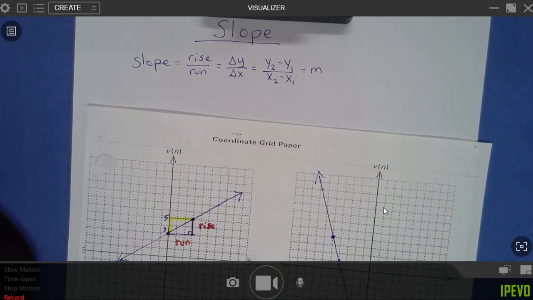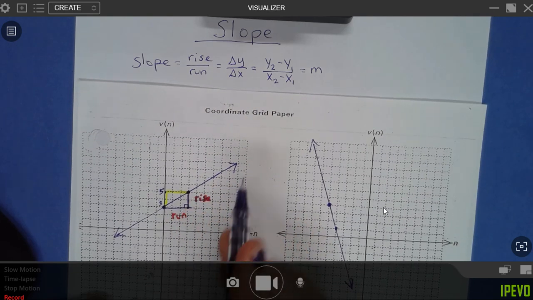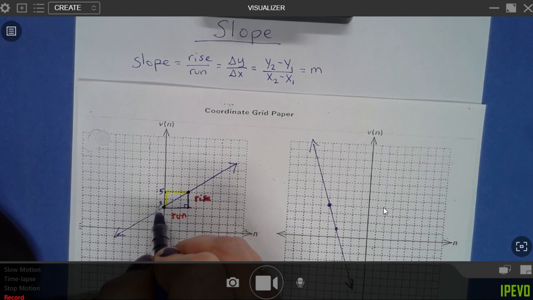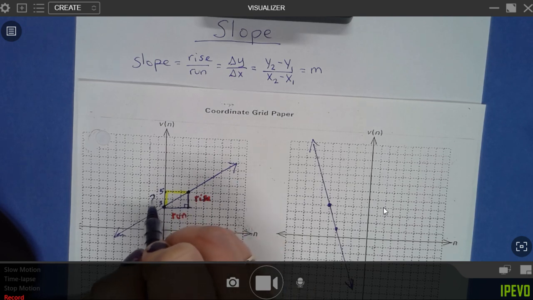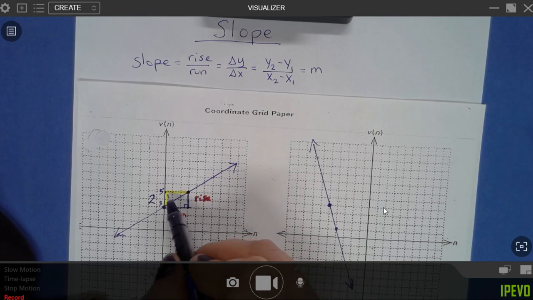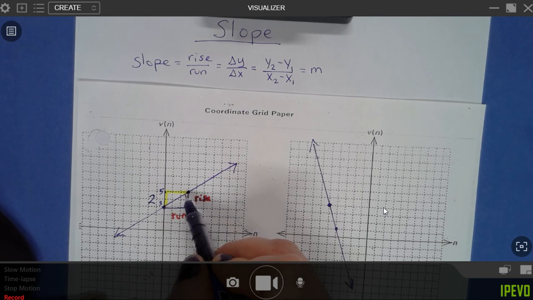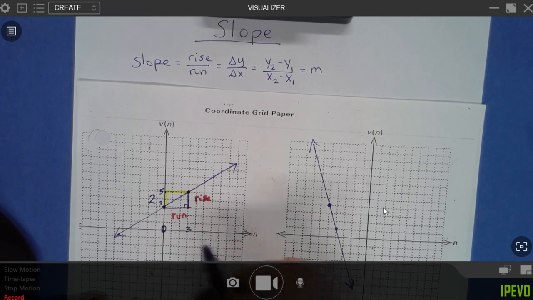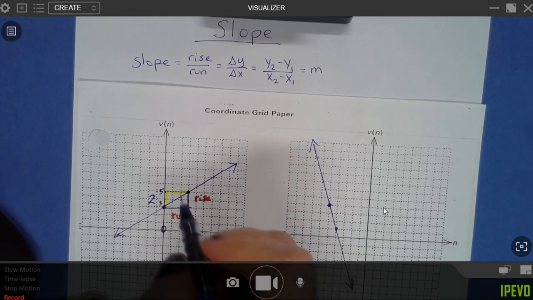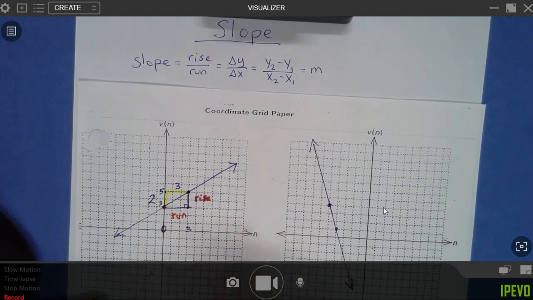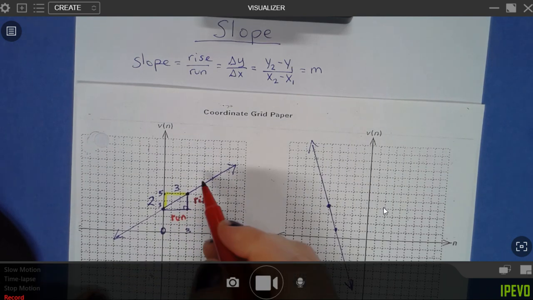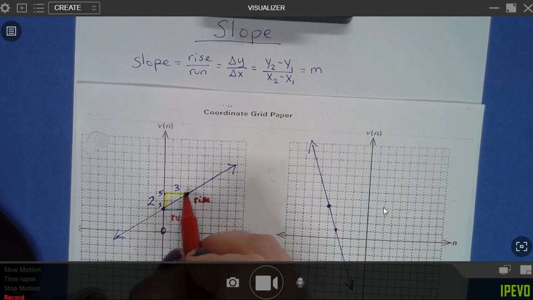So I like to think about rise first, since the rise is on the top. For this one, it's going up 1, 2. So it has a rise of 2. Notice 5 minus 3, that's 2. So a rise of 2. Now what's our run? How far does it go over? 1, 2, 3. So we can count that, or we can look at our x values. X was 3 and 0. 3 minus 0 makes 3. So the slope of this line right here has a rise of 2 and a run of 3.